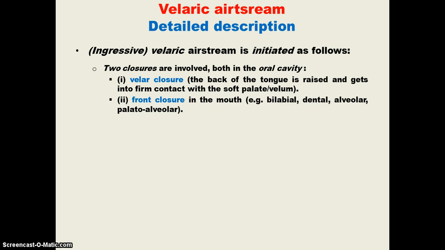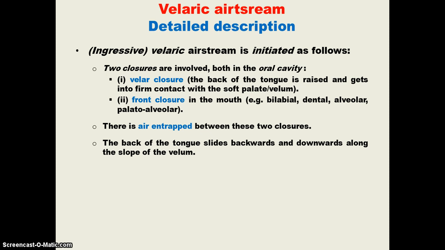The second closure is a front closure in the mouth. For example, it could be imposed by the lips, in which case it is bilabial, or by the tip of the tongue and the teeth, in which case it is dental, and so on. There is a certain amount of air entrapped between these two closures.